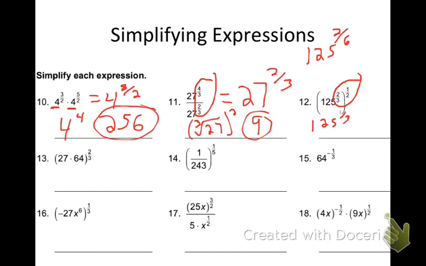Does everybody agree 2/6 is 1/3? So 125 to the 1/3 power is nothing more than the cube root of 125. The cube root of 125 is 5. And again, I could have done that a couple different ways. I could have taken the cube root of 125 squared, and then taken the square root, and I still get 5. Okay? Yes, sir? How do you find the cube root?